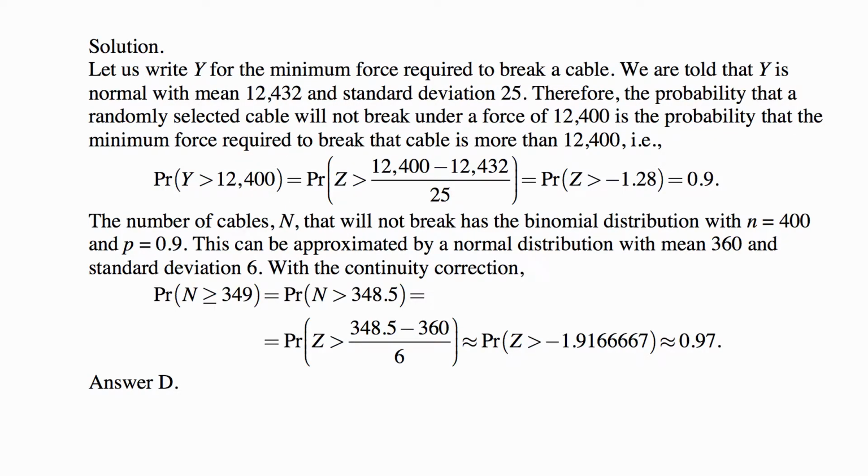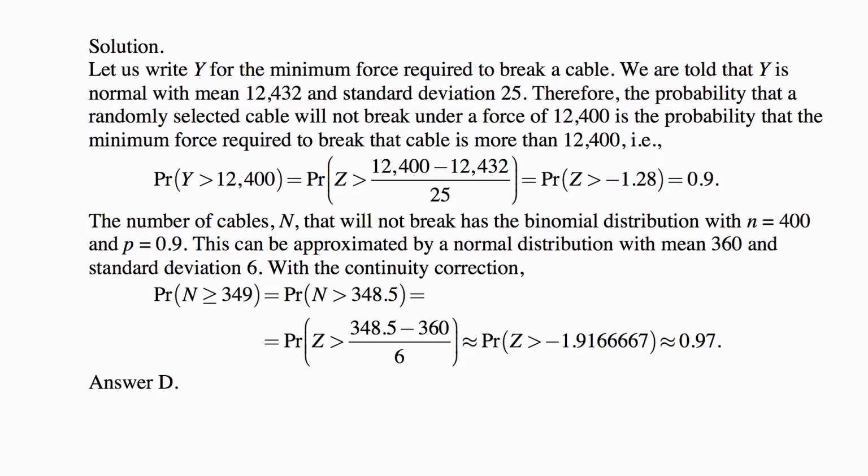Let us write y for the minimum force required to break a cable. So we are told that y is normal with mean 12,432 and standard deviation 25. Therefore, the probability that a randomly selected cable will not break under a force of 12,400 is the probability that the minimum force required to break that cable is more than 12,400.